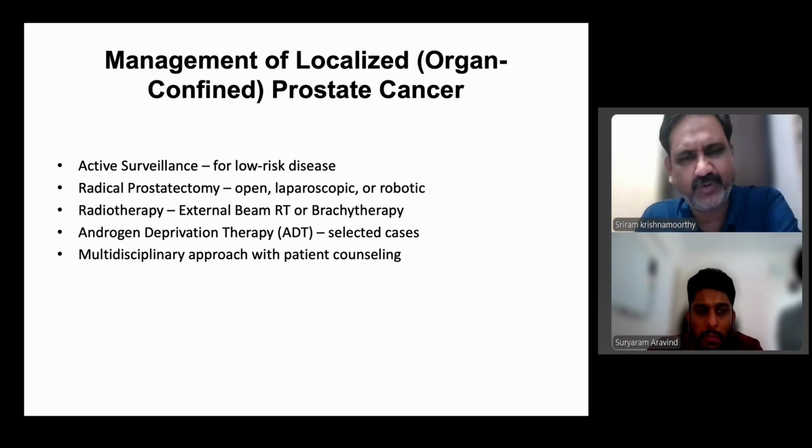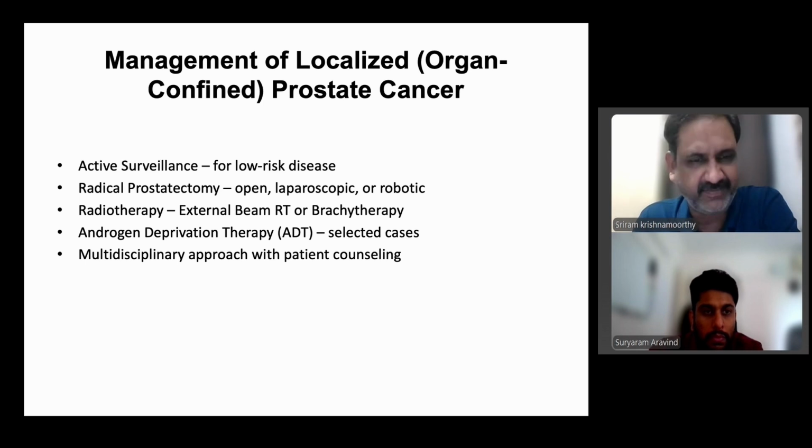So, radical prostatectomy. Again, it depends on what you are trained in. It may be open, laparoscopic or robotic assisted. Whatever you do, radical prostatectomy, surgical removal of the prostate gland, is the treatment of choice for localized or organ confined prostate cancer. Active surveillance, you will say only in select instances where the patient is willing for active surveillance, and you are in a setup where you can follow them up actively.